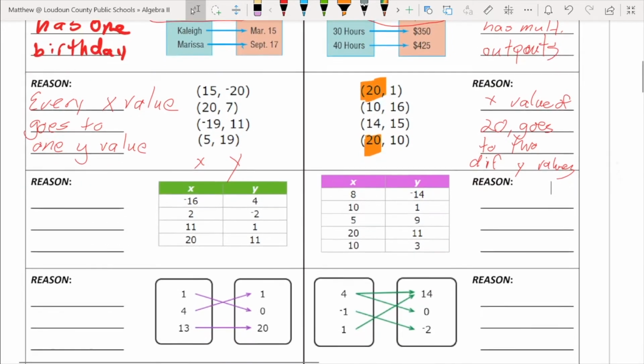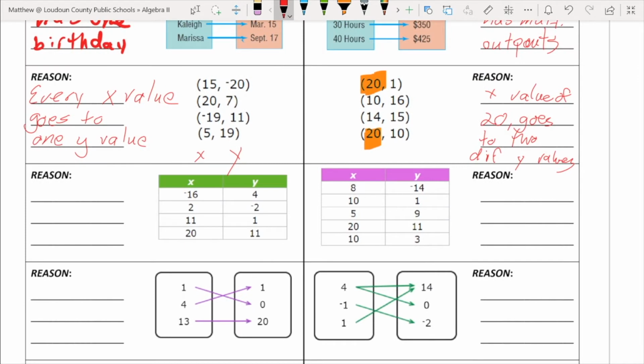X and Y. All right, input, all different inputs, all different outputs. Okay, every X value goes to exactly one Y value. So every X value goes to a different Y value.